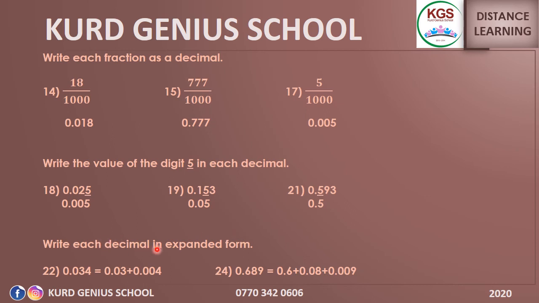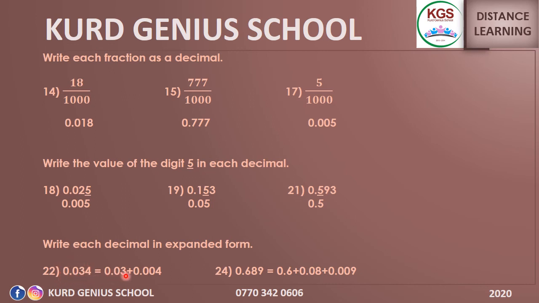Write each decimal in expanded form. Here we have 0.034 or 34 thousandths. You don't have to write the zeros for these 2 zeros, just start from the 3. So the value of this 3 is 3 hundredths.